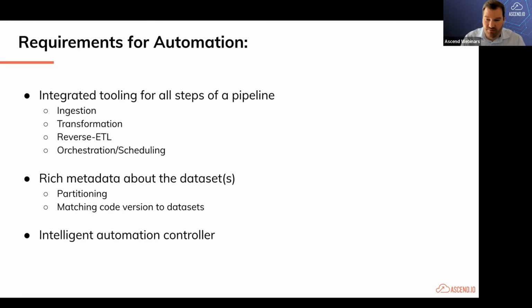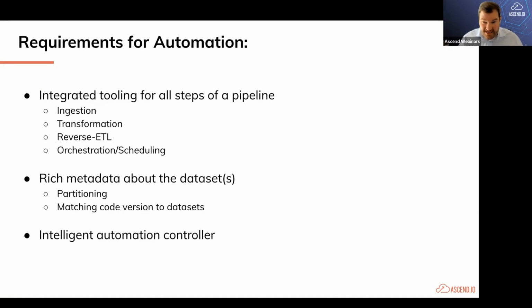But in this case, we're able to significantly reduce compute using really smart partitioning strategies, matching code versions to data sets. This data set was processed by this version of the code, but now we're on this other version of the code. So therefore, this data set's out of date. And then the intelligent controller can then use that information to say, aha, I need to kick off a job to go reprocess this data set.